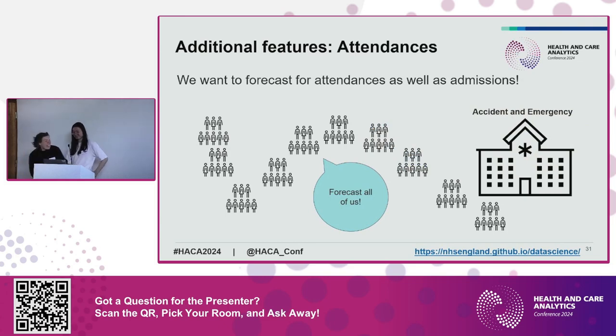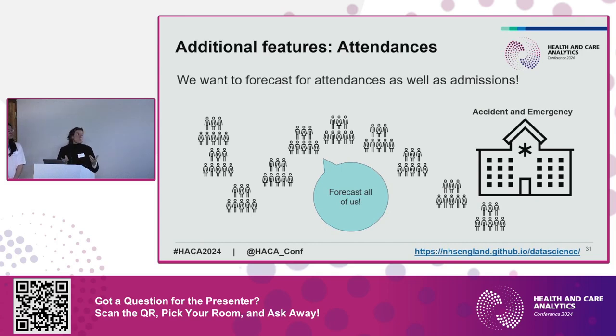Thank you, Yayo. Okay, so I'm going to talk a bit more about another additional feature that we are working on at the moment, adding into the model. So at the moment, we forecast the number of people who go to an accident and emergency department and are then admitted to hospital. So the number of hospital admissions through accident and emergency departments.